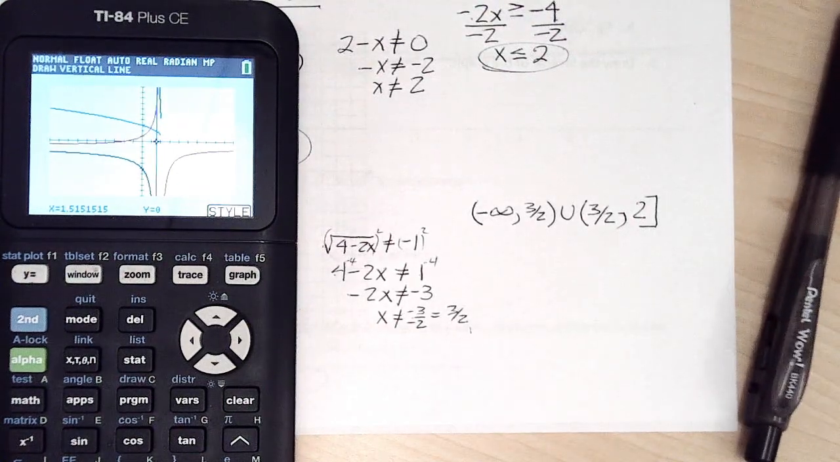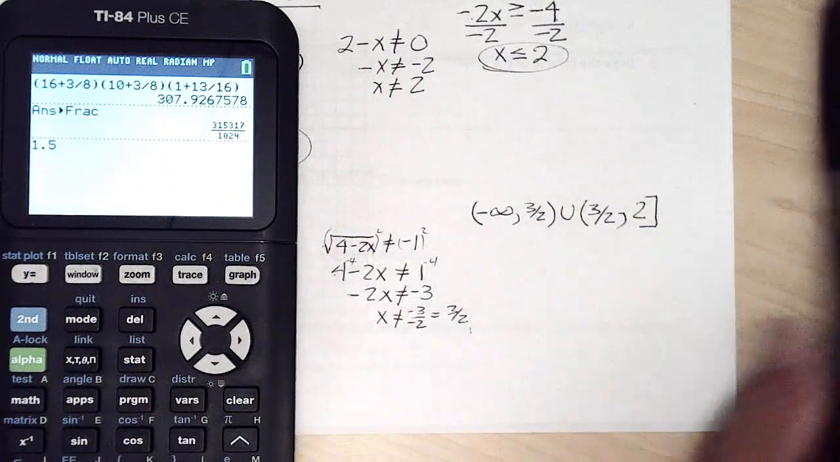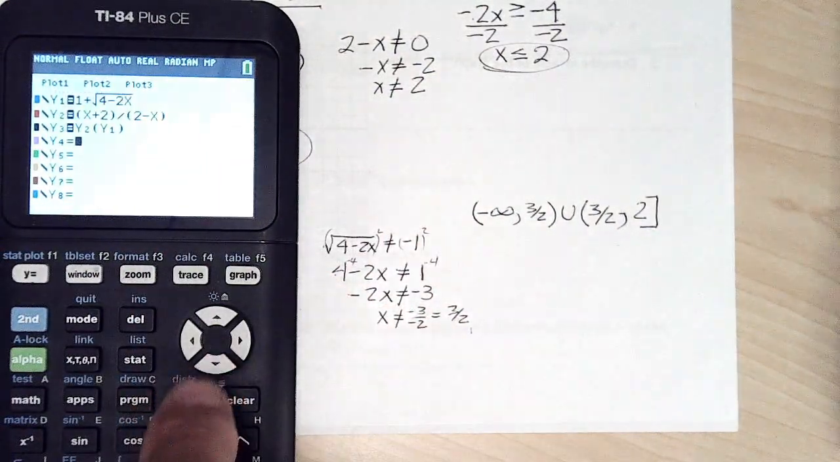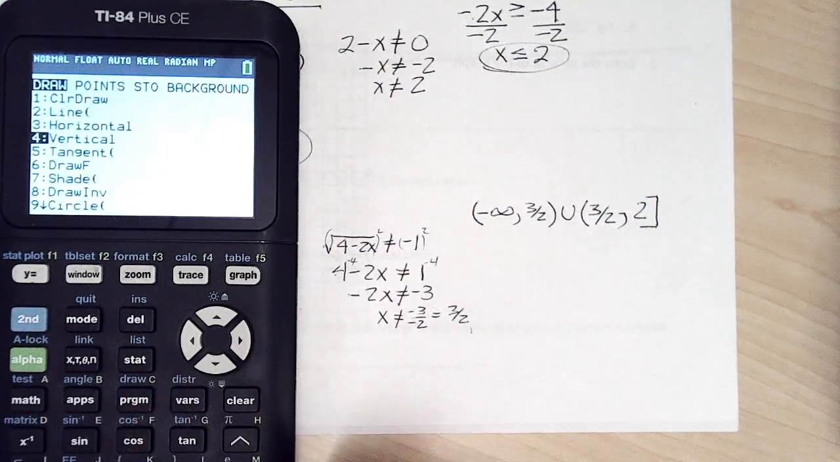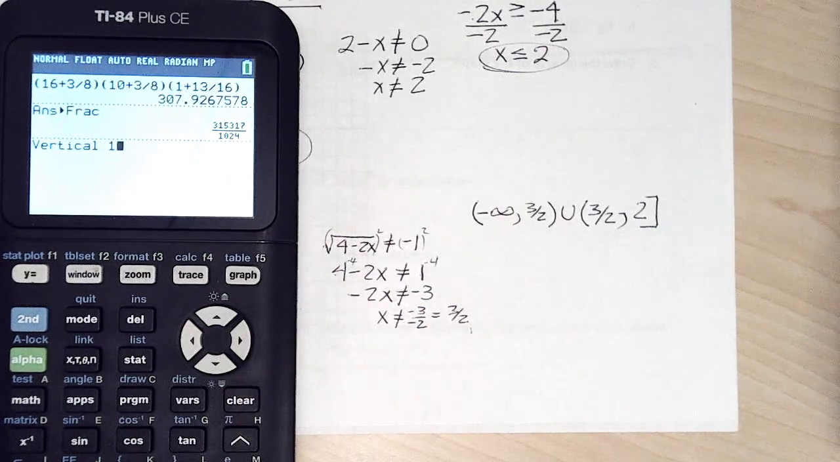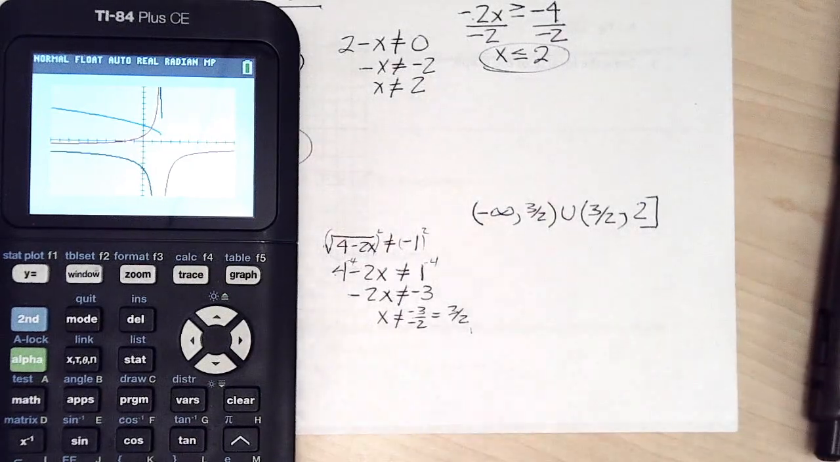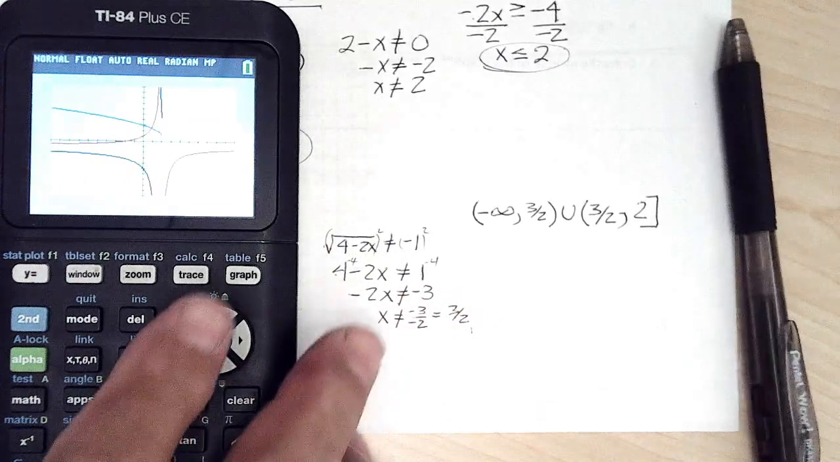Okay, I think I can go 1.5 and it'll draw. Oh, nope. Anyway, I can go here. I have to go to here. Let's see. I push second, draw vertical line at 1.5. Let's see if that does that. Nope. I've forgotten how to do it, but we could draw a vertical line, but we saw it working there. Okay?